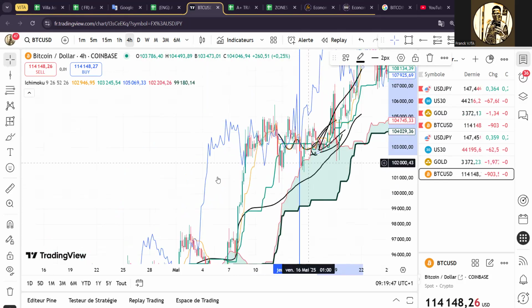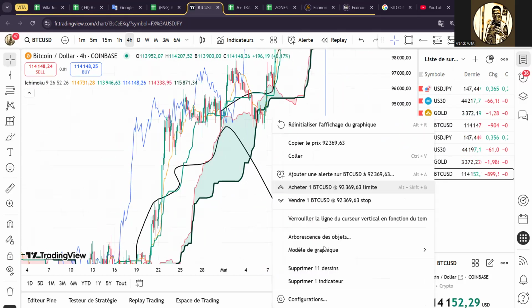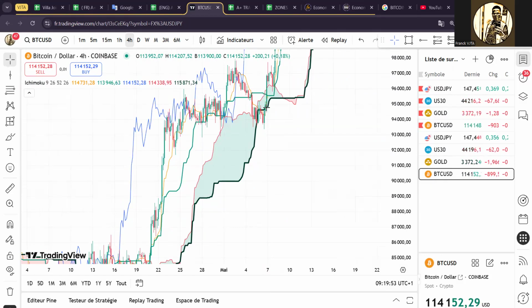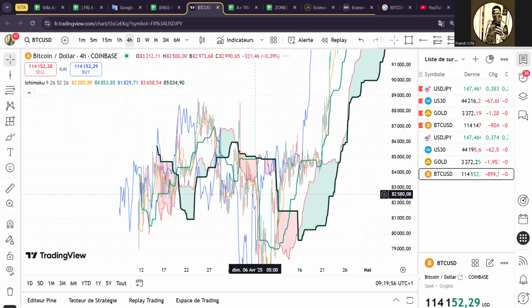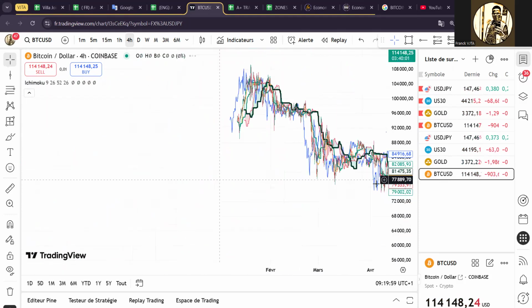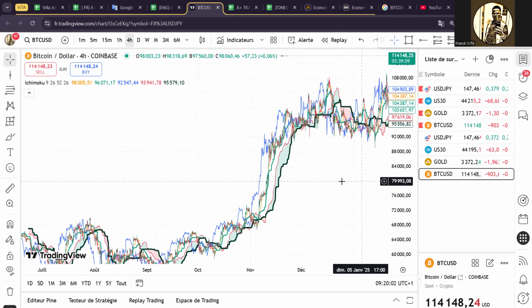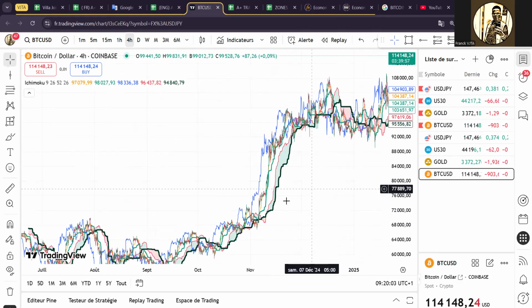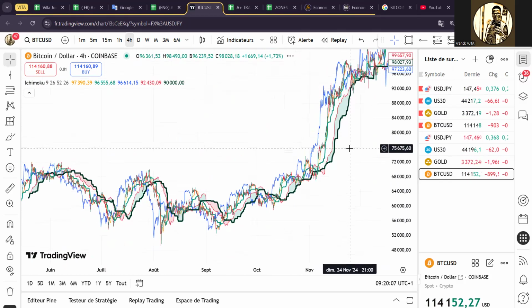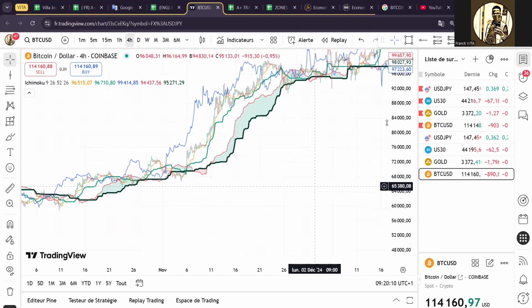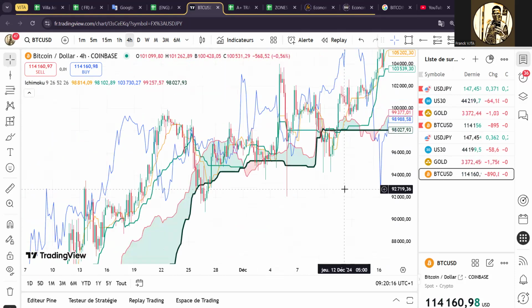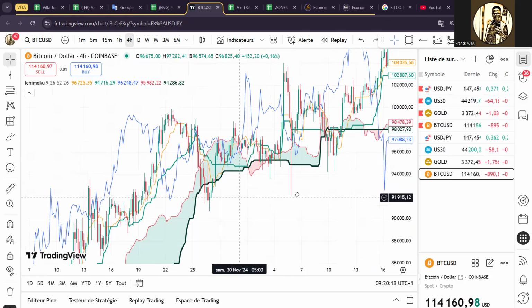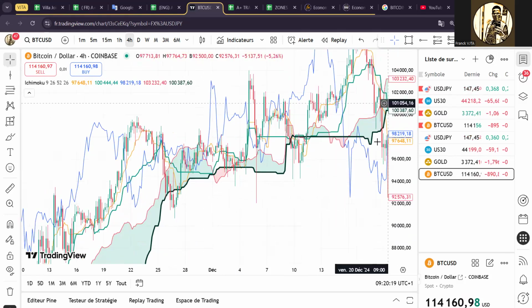Okay. Now we have a deep correction. A deep correction is a little bit like this, but let me show you a deep correction that is a little bit more expressive. Let us take this one. Okay, see this one, right?